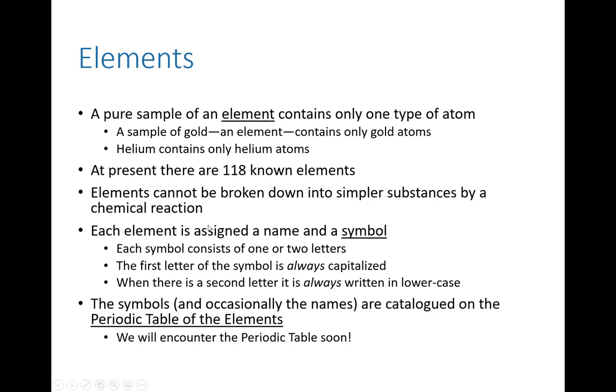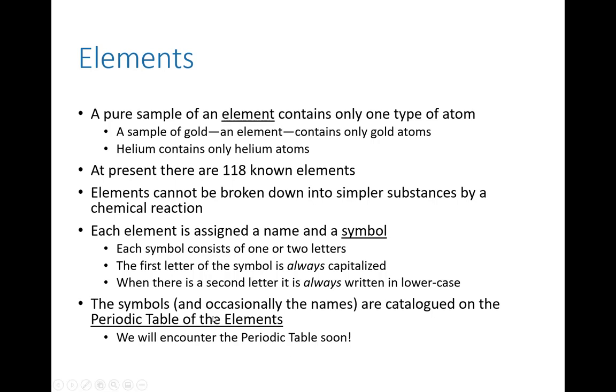Every element has its own unique name, and it also has a symbol, and we'll be using those symbols a lot in this class. A symbol has one or two letters, and if there's only one letter, that one letter is always a capital letter. And if there are two letters, then the first letter is always a capital, and the second letter is always written in lowercase. And what we will spend a lot of time on coming up soon is the periodic table of the elements and understanding how it's structured and why it's structured that way.